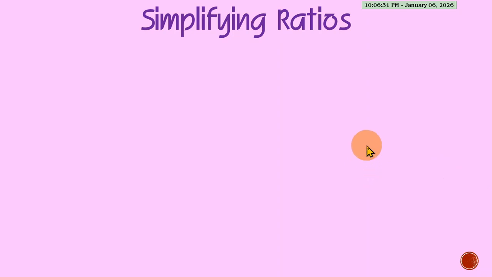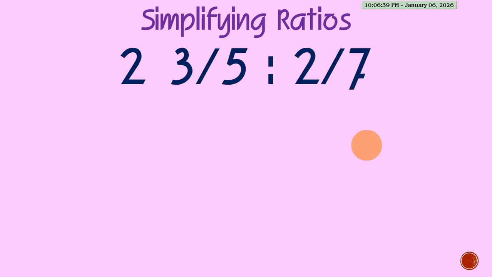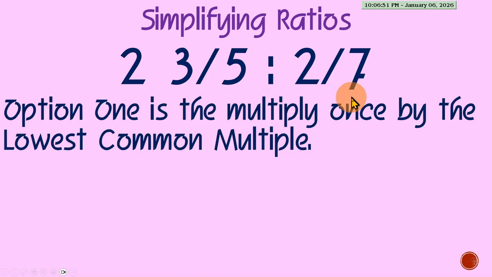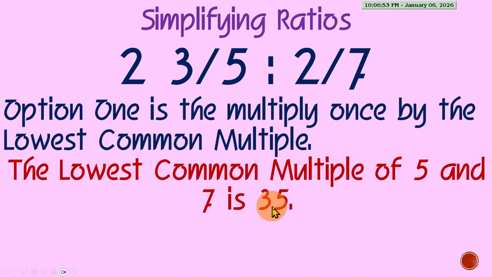So I would like to use another example so that we get a better understanding of this concept. So now the left ratio or left fraction is 2 3/5, and on the right we have 2/7. Looking at the denominators, we have 5 and 7. So that means that our LCM is going to be 35. So 35 is the lowest common multiple. So if we multiply both of these fractions by 35, we will have simplified this ratio.